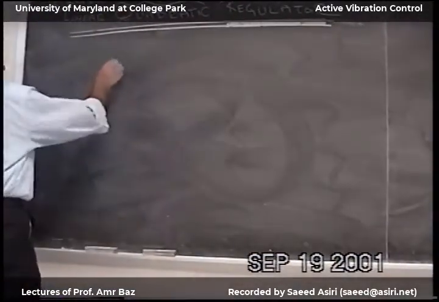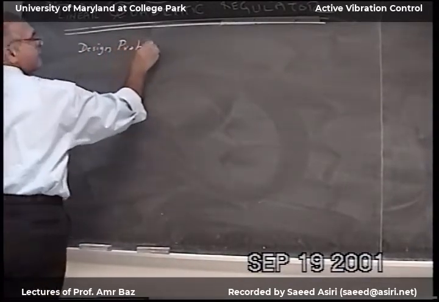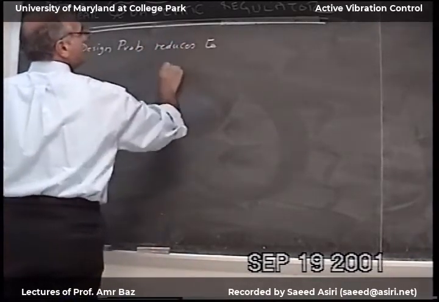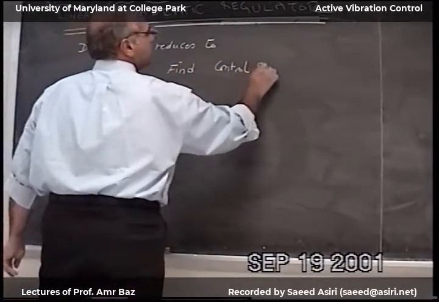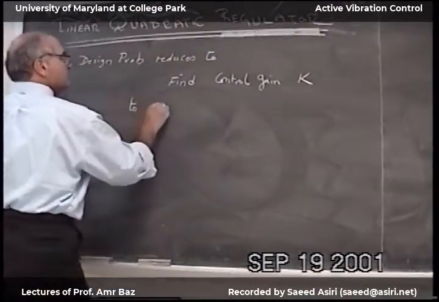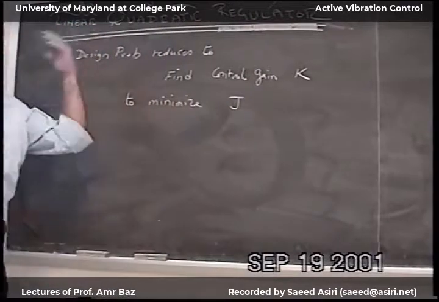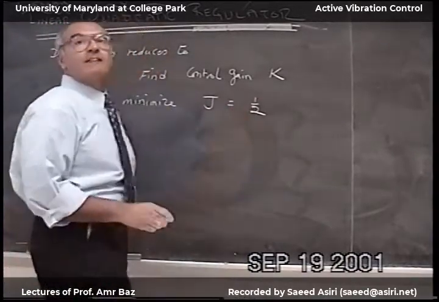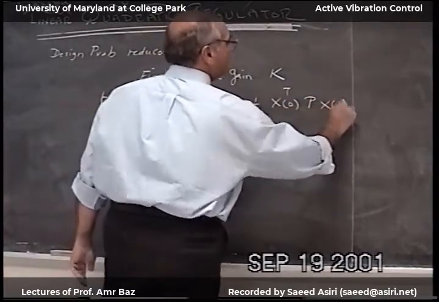Now the design problem becomes: find the control gain matrix K to minimize J, which we wrote as an integral, but not anymore. J is just a scalar value now, 1/2 x transpose 0 P x of 0.